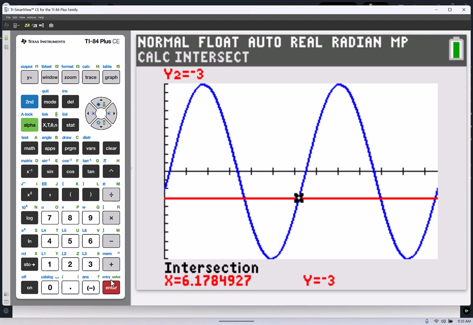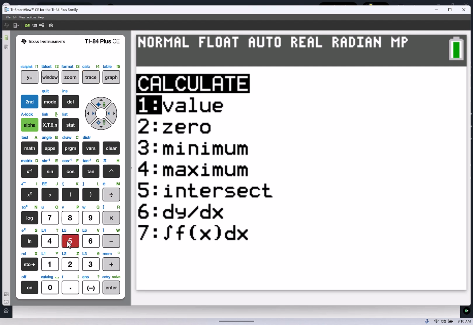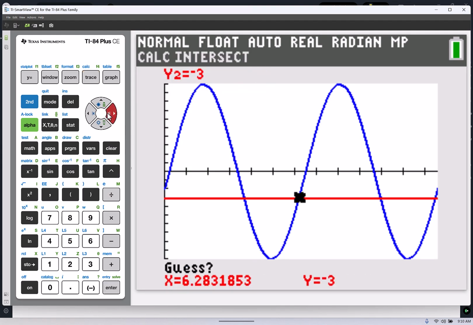Enter. 6.1784. Is that one of my answers? Make sure it says the word intersection. Second, calculate number 5 again. Enter, enter. Scroll to the one you want and push enter. 9.9294. Is that another answer? Yes. Last one. Second, calculate number 5. Enter, enter. Scroll. Enter. 12.4616. Is that another answer? There it is. Do you see how we're doing it, guys?